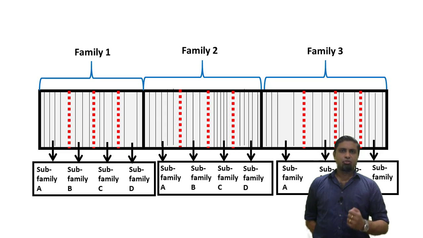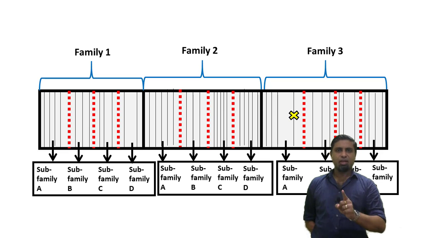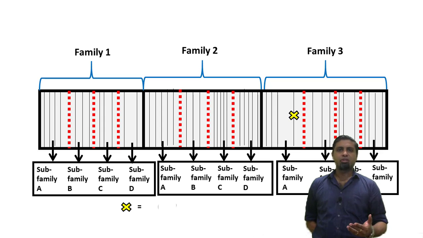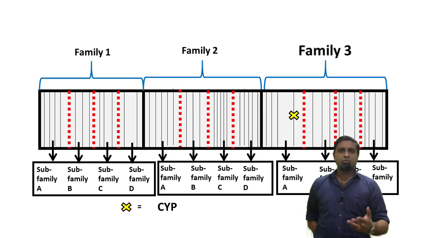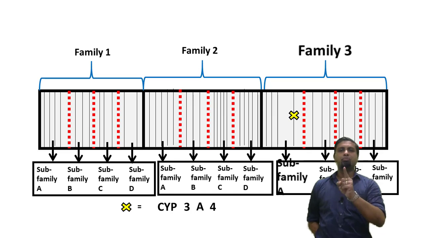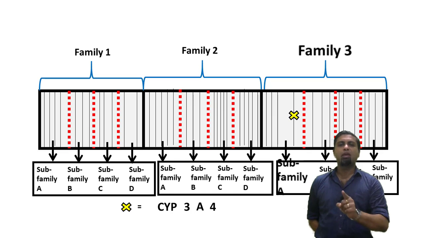Now, let us assume that I wanted to identify and name this particular enzyme, the enzyme marked with the yellow cross. Now, this is an enzyme which belongs to the cytochrome P450 monooxygenase system, and therefore I need to give it the notation CYP. Since it comes in family number 3, I need to put a 3 over there. It comes in subfamily A, so I need to put an A. And this particular enzyme is enzyme number 4 in subfamily A, and therefore this enzyme should be named CYP3A4.